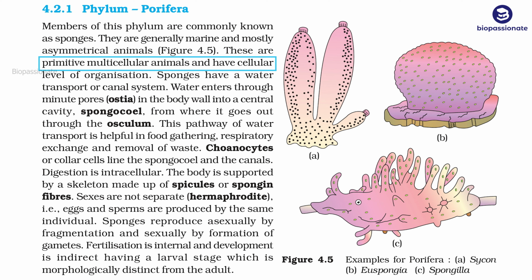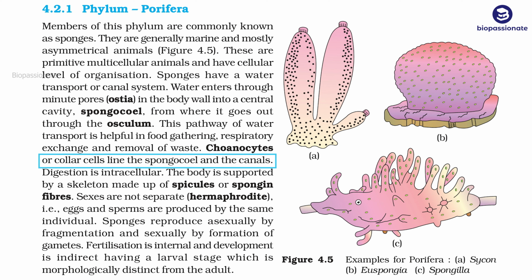These are primitive multicellular animals and have a cellular level of organization. Sponges have a water transport or canal system. Water enters through minute pores, ostia, in the body wall into a central cavity, spongocoel, from where it goes out through the osculum. This pathway of water transport is helpful in food gathering, respiratory exchange, and removal of waste.